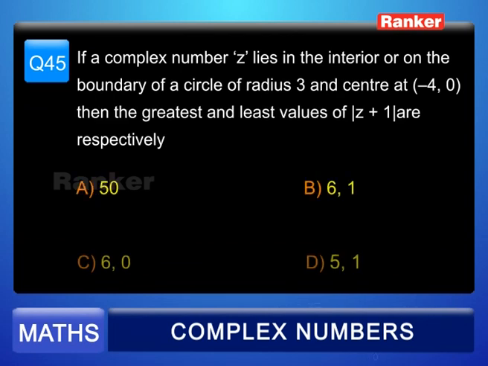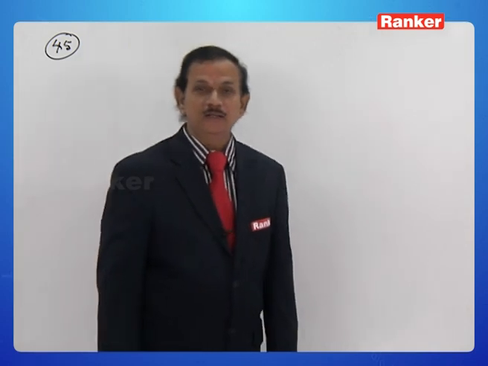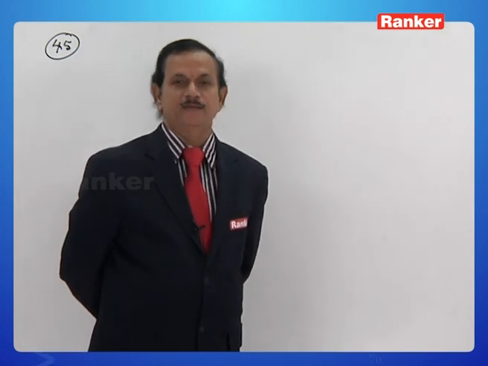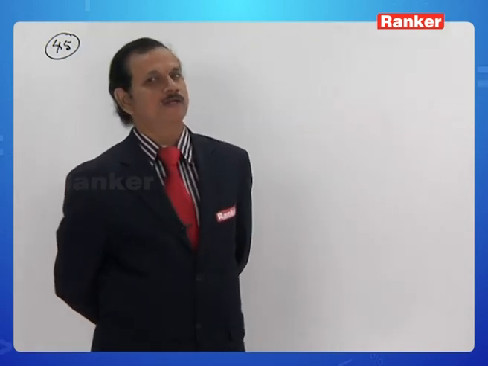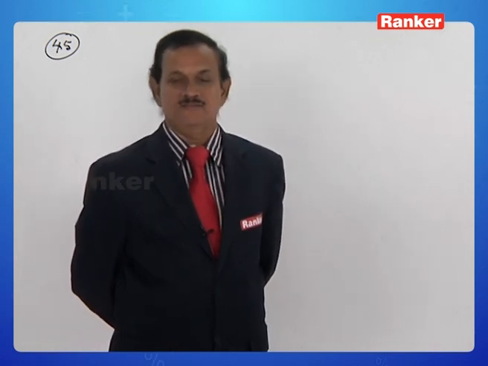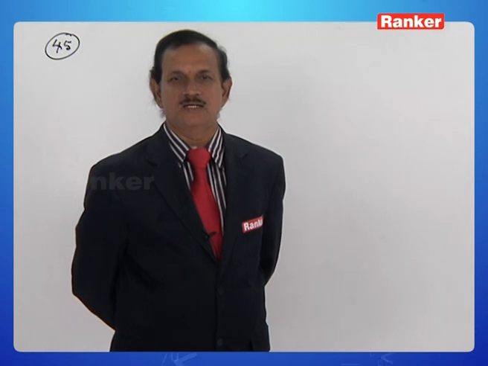We shall now see the next question which is before us. That is question number 45. If a complex number z lies in the interior or on the boundary of a circle of radius 3 units and center at minus 4, 0, then the greatest and the least value of mod z plus 1 are respectively, he is asking us. And he has given the position of the complex number z, of course, very clearly. Either it lies in the interior or it lies on the boundary of a circle with center minus 4, 0 and radius 3. The full details about the circle are given.